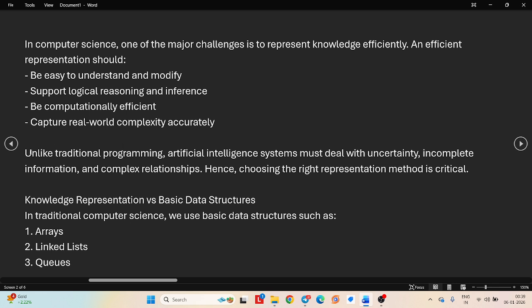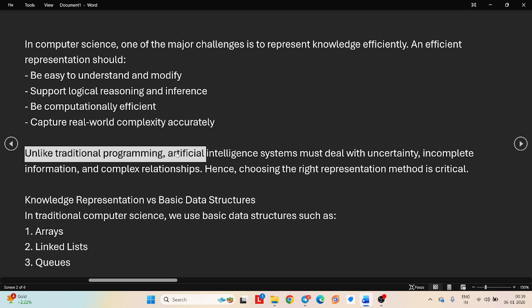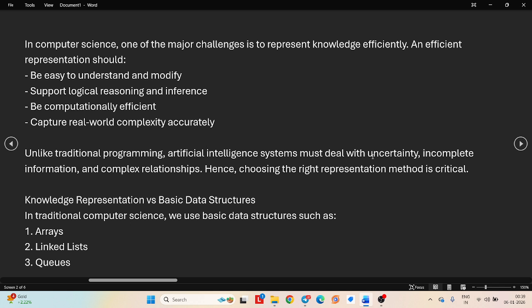Unlike traditional programming, artificial intelligence systems must deal with uncertainty, incomplete information and complex relations. Whatever information is provided by us, we can't rely on it fully. It might not be true, it might be incomplete, it can be complex also, and it will be very hard for us to understand. For traditional programming it can be done, but for artificial intelligence the system works from the information you have given. Hence, choosing the right representation method is critical.